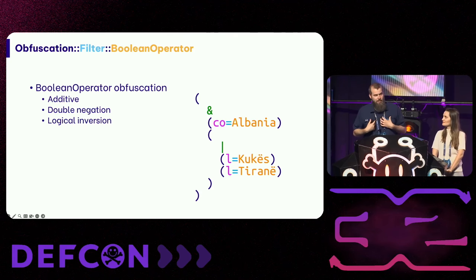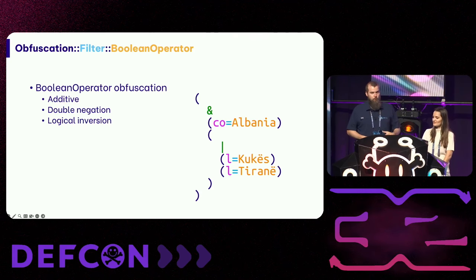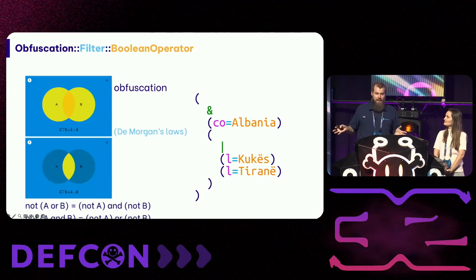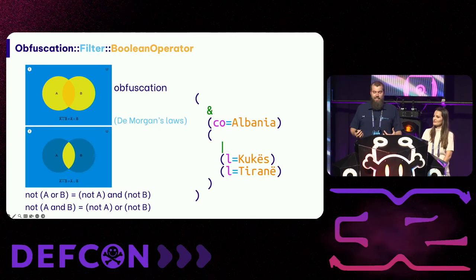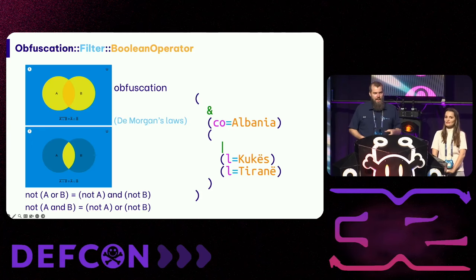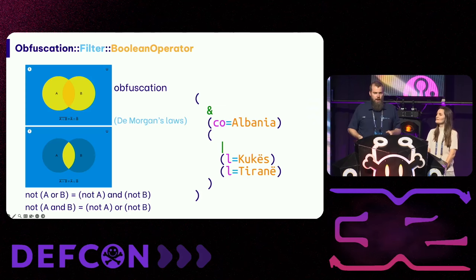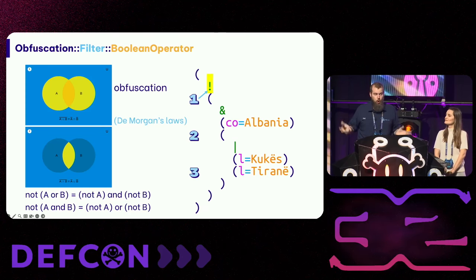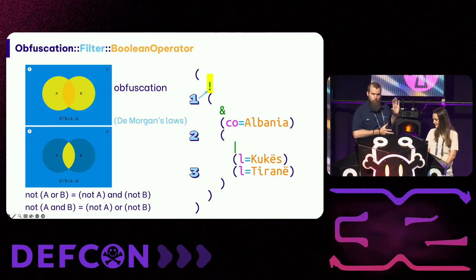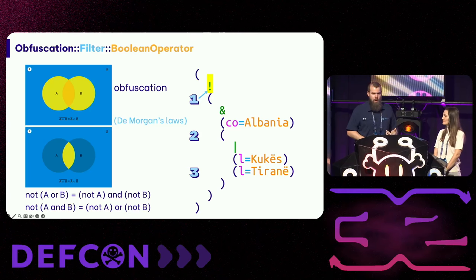My personal favorite obfuscation technique with Boolean operators is logical inversion. So for any math nerds in the house, this is known as De Morgan's law. But basically, not (A or B) is the same as not A and not B, with the inverse sitting below. So what you can do is take any LDAP search filter, choose a spot and negate it. In this case, we're going to choose the whole filter. And now everything else to the right of that is going to be in scope for obfuscation.